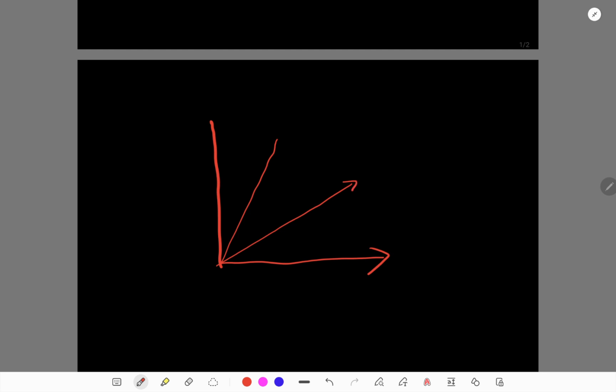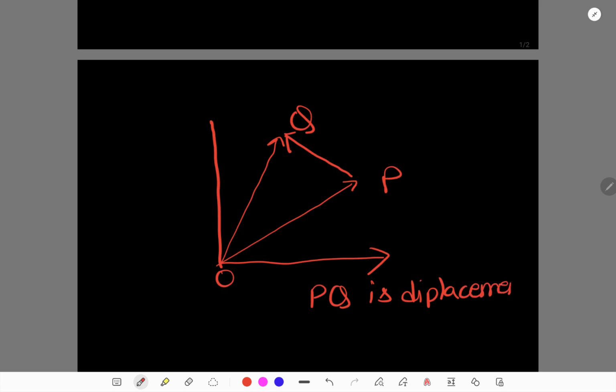Now for displacement vector, let's draw this graph. PQ is the displacement vector. Displacement vector tells how much and in which direction an object has changed its position in a given time interval.